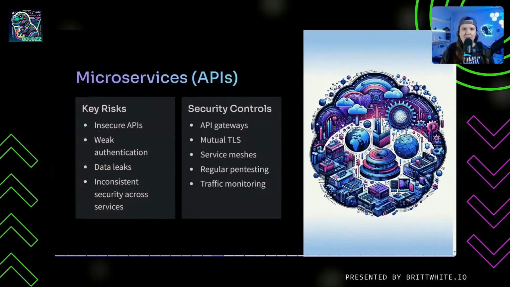API gateways act as bouncers, checking every request. Mutual TLS sets up secret handshakes between services, and only the trusted players get through. Service meshes keep security consistent across the board, and regular pen tests find cracks before the bad guys do. Oh, and watch that traffic. Catch the weirdness early. Microservices rock for agility, but they need tight security to shine. Up next, let's pack this party into containers with containerization.